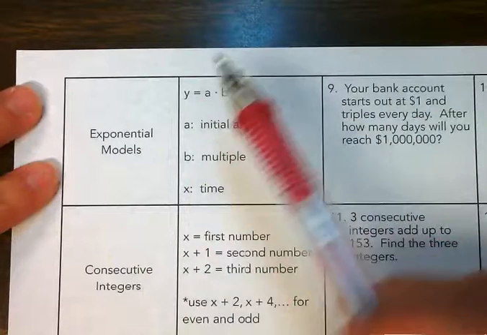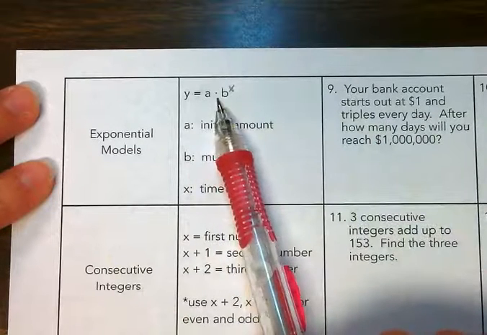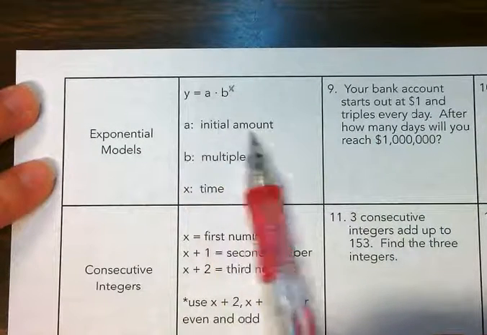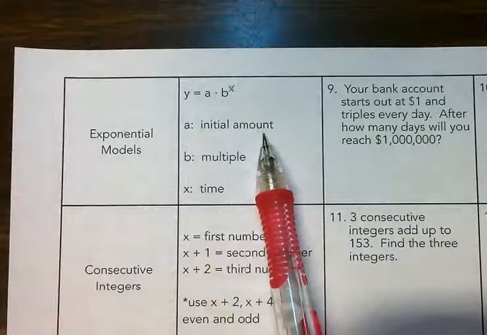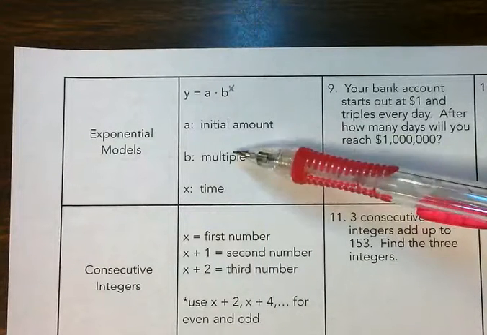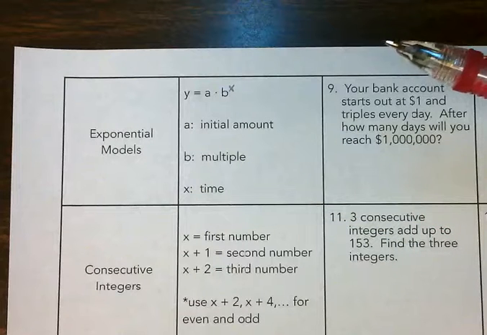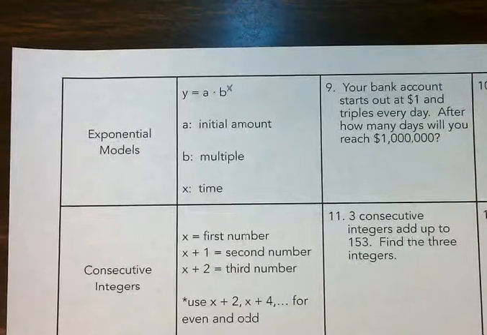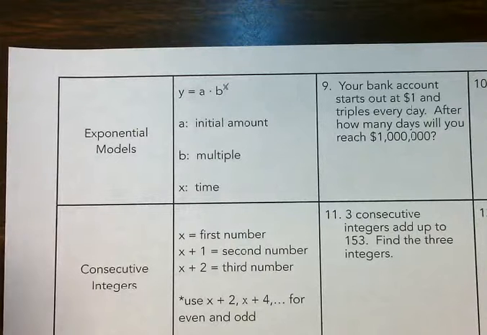The form of an exponential model is y equals a times b to the x. A is the initial amount, so that's however much you started with. Maybe it's money in a bank, maybe it's the amount of bacteria, maybe we have a squirrel population. B is what you're multiplying by each time to get the next number. So B is the multiple, and then x is the amount of time, and that can be in years, months, days, it all depends on how the question is set up.